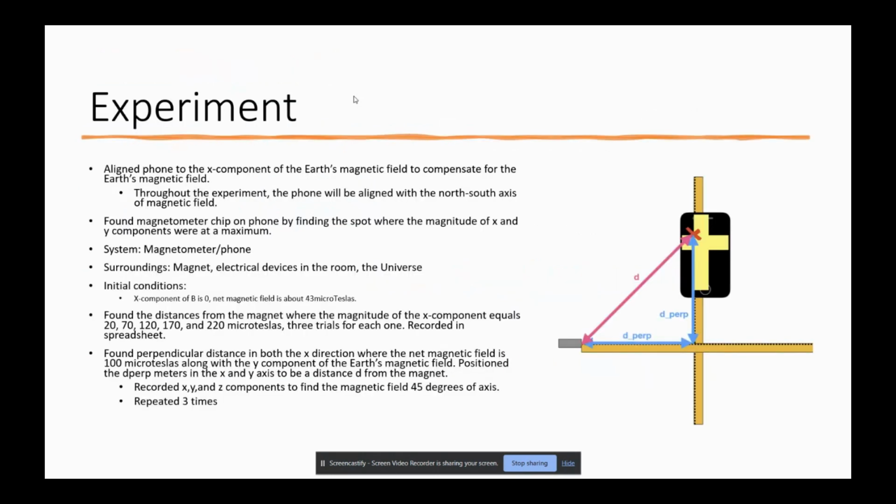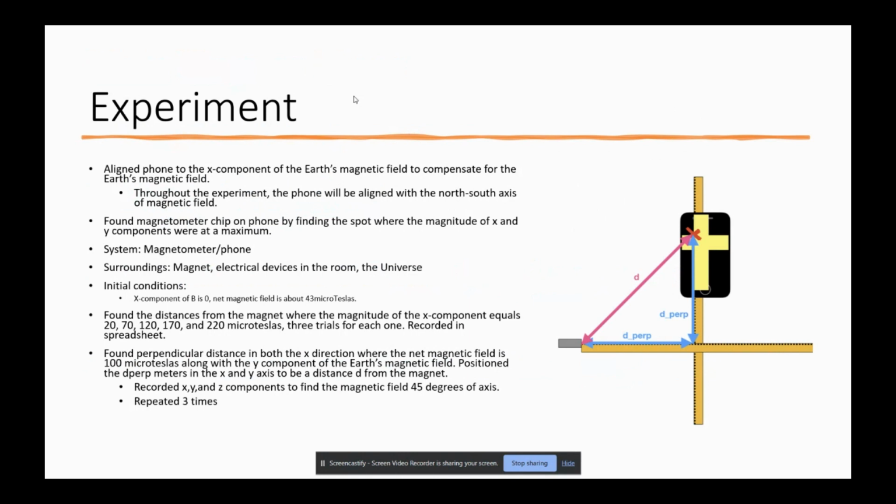In the experiment, we aligned the phone to the x component of the Earth's magnetic field to compensate for the Earth's magnetic field. Throughout the experiment, the phone was aligned to the north-south axis of the magnetic field. We found the magnetometer chip on my phone by finding a spot where the magnitude of the x and y components of the magnetic field were at a maximum. This turned out to be in the top right corner of the phone.